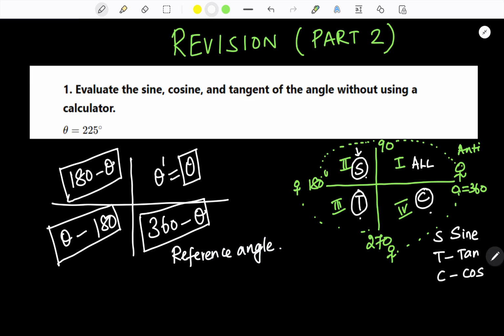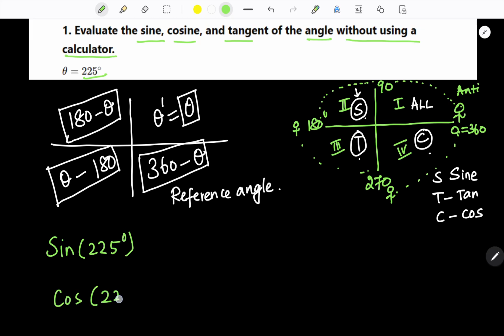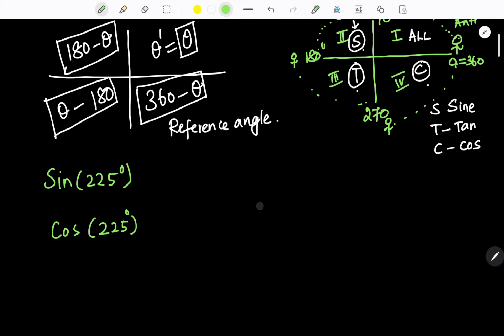Evaluate the sine, cosine and tangent of the angle without using calculator. Of course, when the teacher says without using calculator, immediately you will first use the calculator, right? No problem. You can use the calculator for checking your answers. Okay, right. So what is the question? They are asking sine 225 degree, cosine 225 degree, okay, and tan 225 degree. This is your question without using calculator.